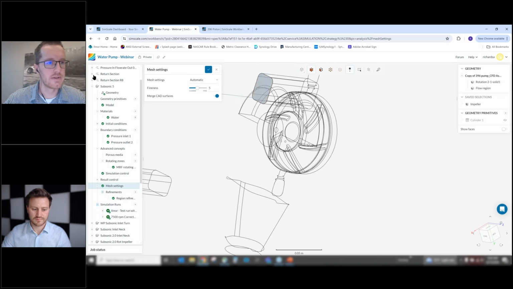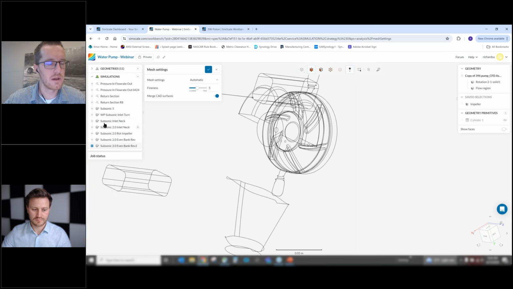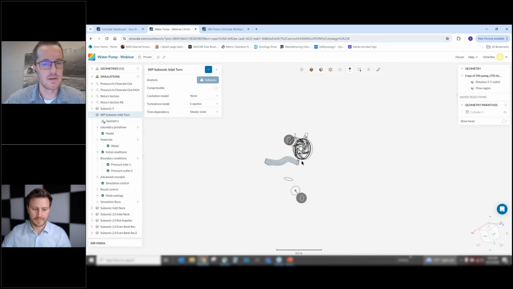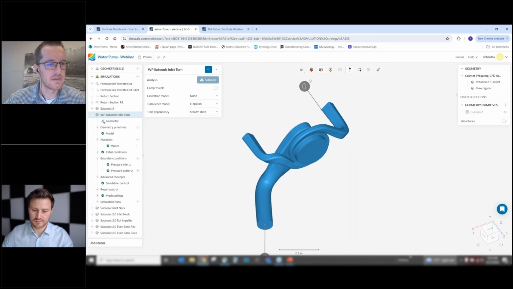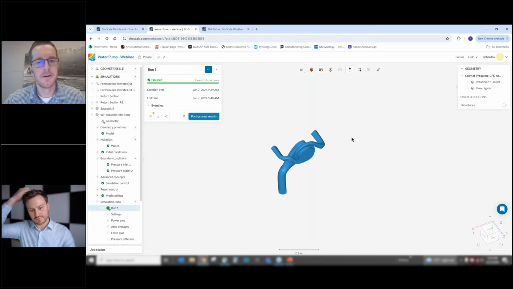So that is the straight inlet. We'll come into the first initial geometry with a turn. You can see kind of how the design began. Some of these early days simulations.